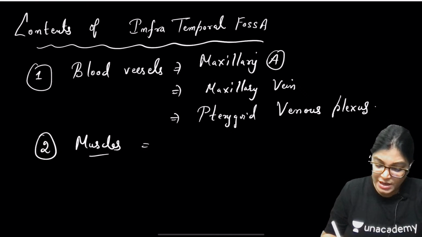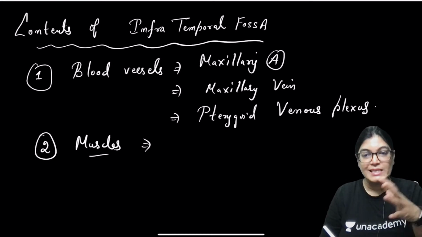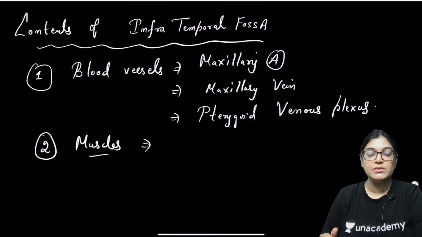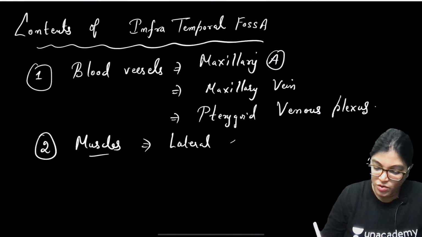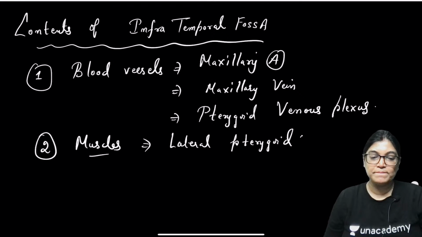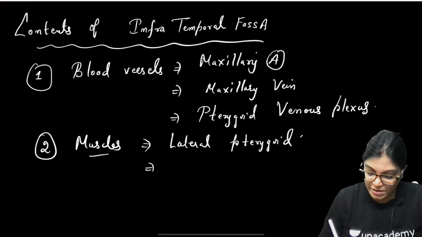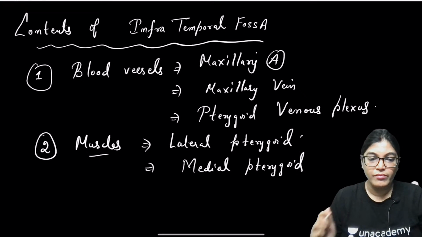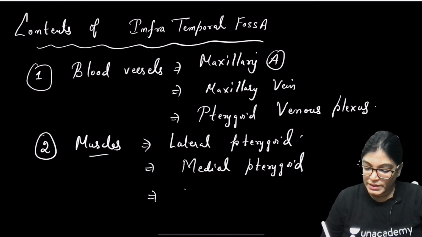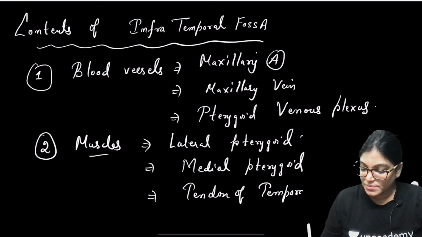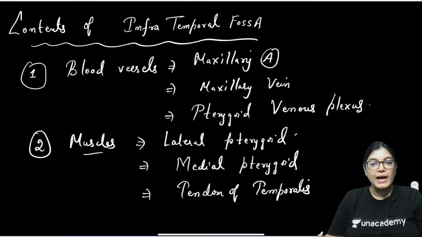Other than that, it contains muscles. A few muscles of mastication. I have already done the details of the muscles of mastication in other topics, so those who want to revise the origin, insertion, and action of these muscles can see the muscles of mastication topic. The muscles lying here are the lateral pterygoid muscle, the medial pterygoid muscle, and also the tendon of the temporalis muscle. Got it? Tendon of temporalis muscle, lateral pterygoid muscle, and medial pterygoid muscle.